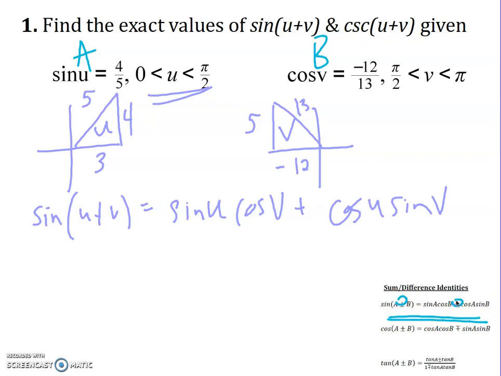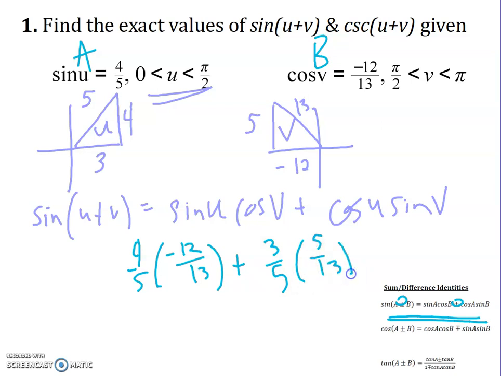All right, so here's how I go. I go sine of u. I look at my u triangle. The sine is opposite, so 4/5 times cosine of v, which is -12 over 13, plus cosine of u, which is 3/5, times sine of v, which is 5 over 13. Take your calculator, type it in, making sure you do it correctly.